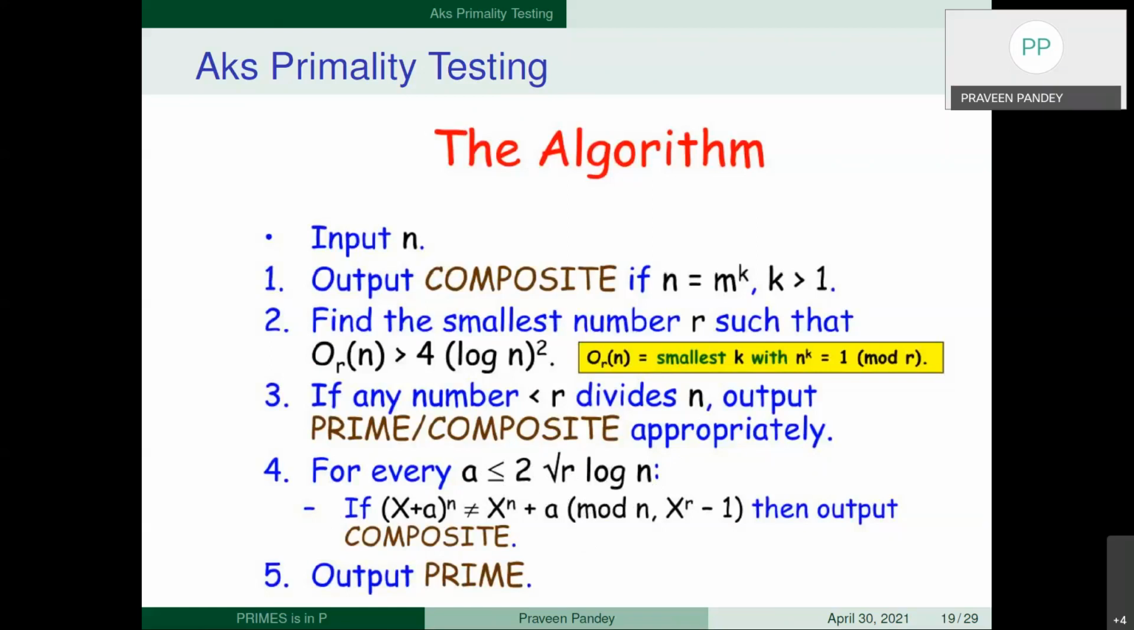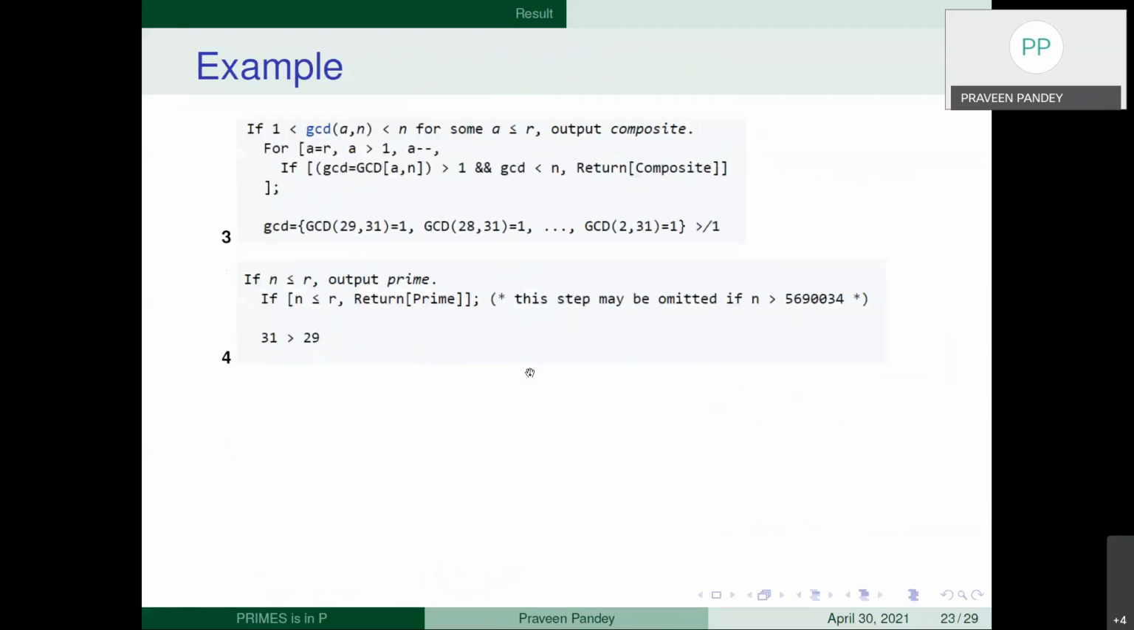Which we can further reduce to O of r raised to the power 3/2 times log cubed n. Now, we know that r is on the order of log raised to the power 5 n, which we saw in step 2. So we can replace r with that value, and we finally get O of log raised to the power 21/2 n. So this was for the time complexity part.